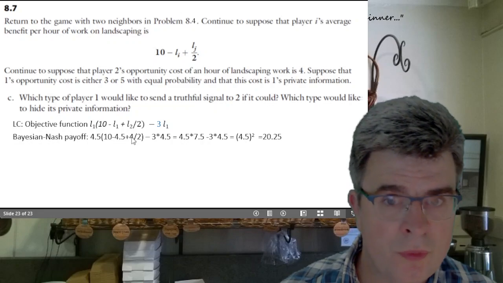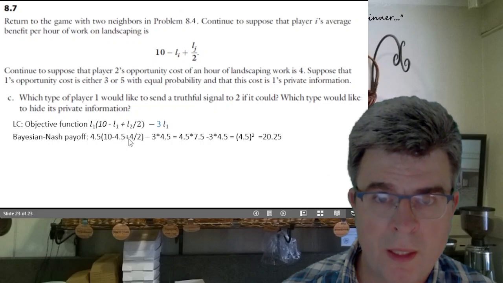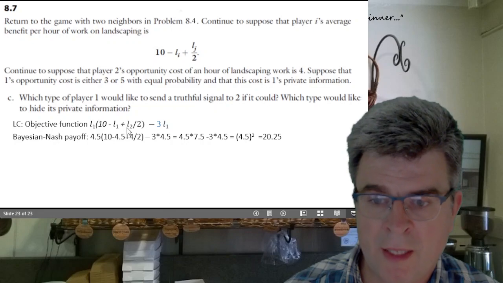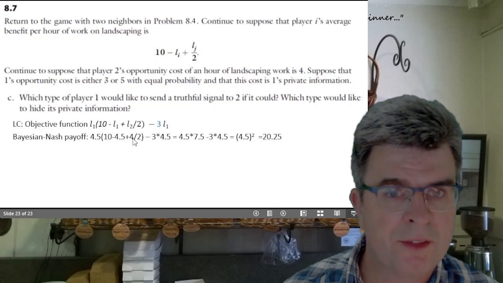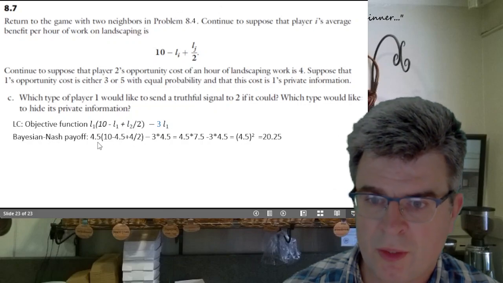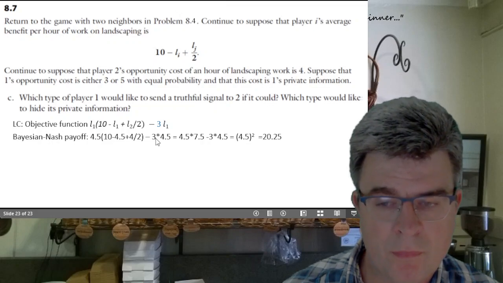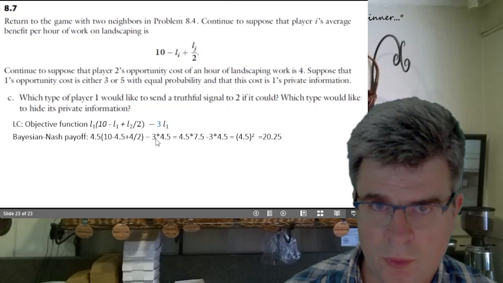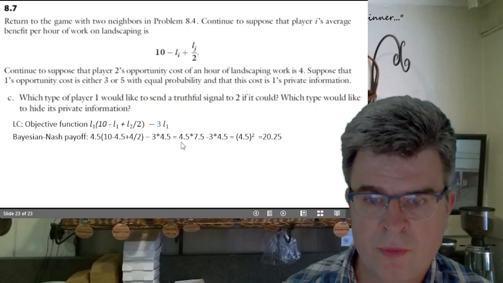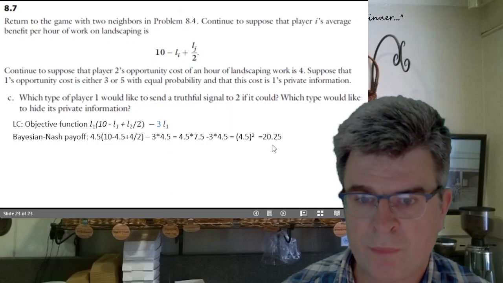If you don't reveal this information to your neighbor, then neighbor 2 will play against the average best response. So it will supply an effort level of 4, as we found in question A. So these are your total benefits, and the total cost is, your cost per hour is 3, for the low cost type, and your number of hours is 4.5, and your total payoff is equal to 20.25.